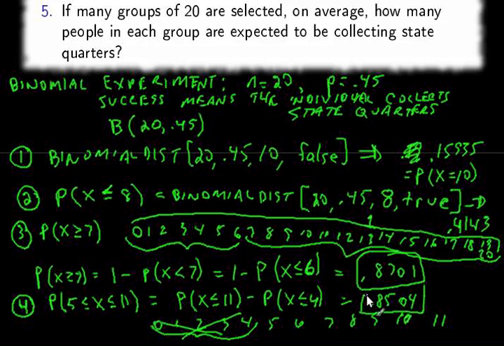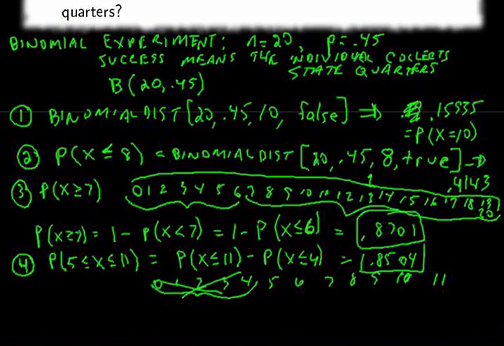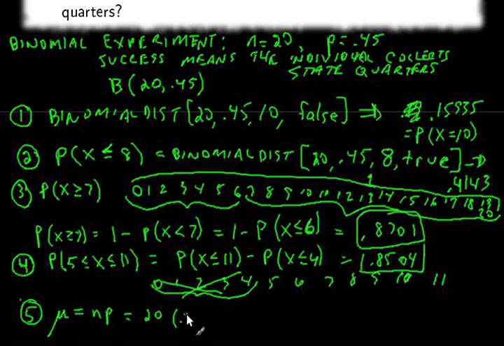If many groups of 20 are selected, on average, how many people in each group are expected to be collecting state quarters? So number 5 is really asking us for the expected value, which we have a formula for, and it's simple enough. We'll just use it. Mu equals n times p. So this is the expected value, the number of trials times the probability of success. In this case, that's 20 times 0.45, or 9. So we would expect on average 9 people of 20 to be collecting state quarters.